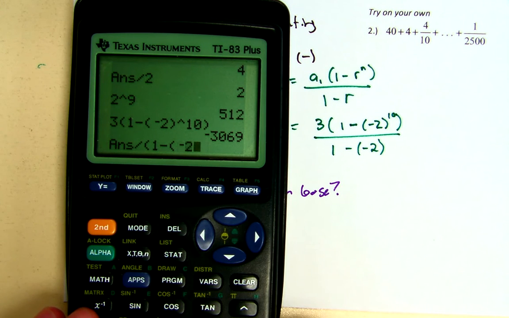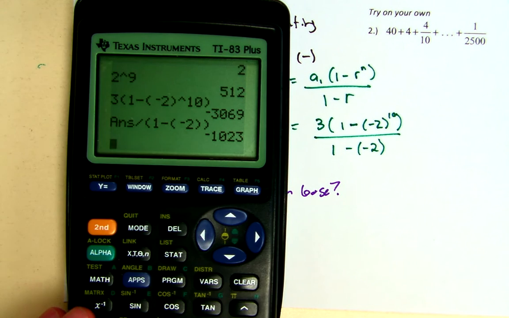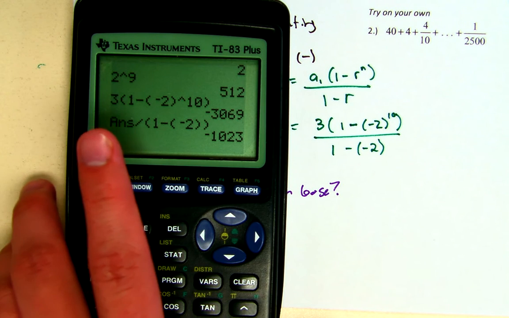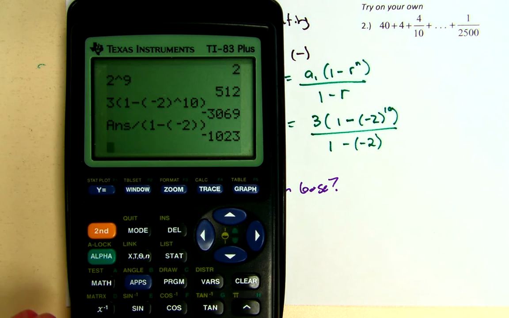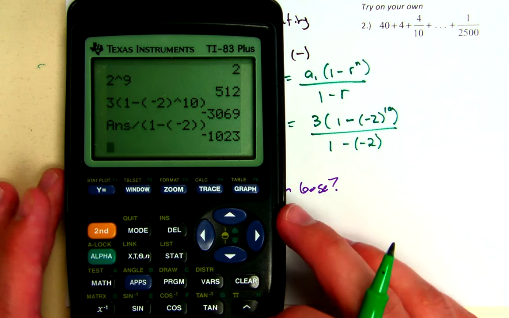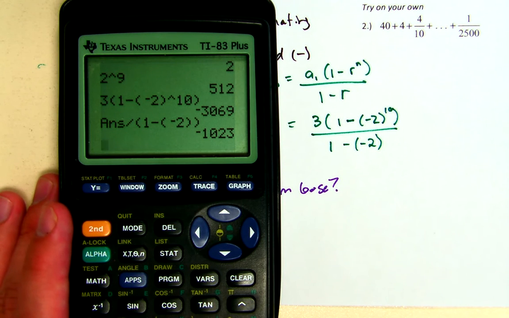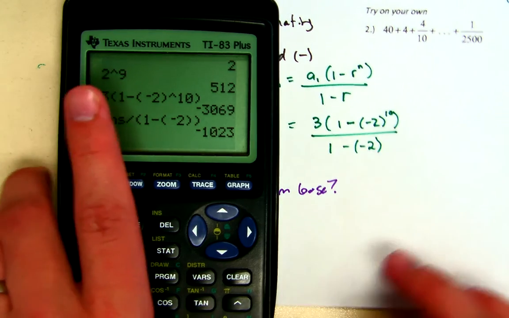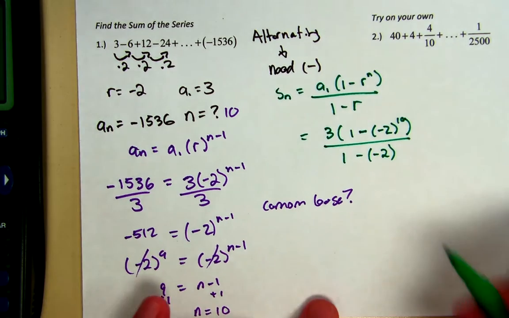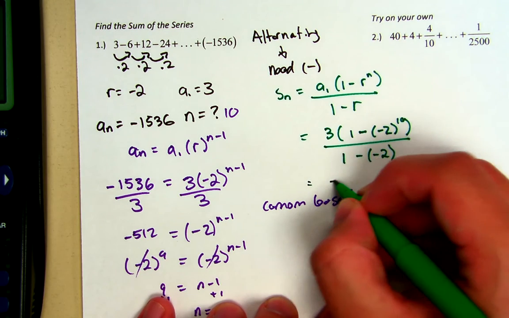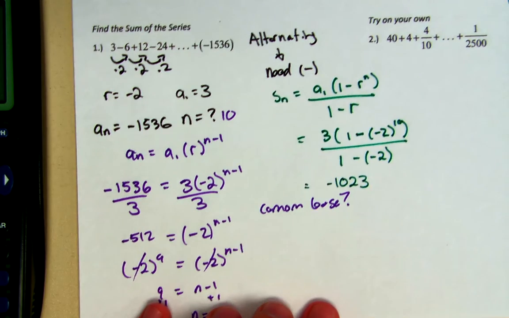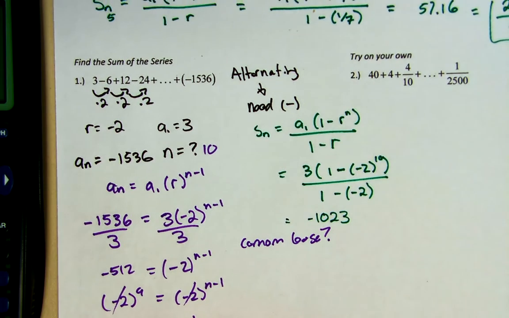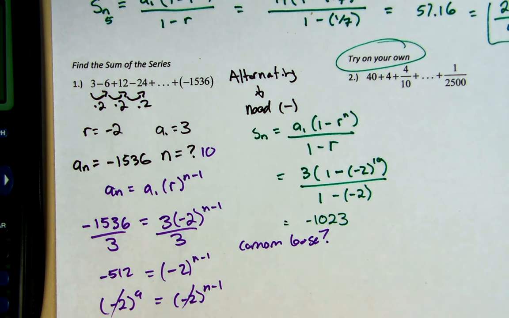We get negative 1,023. Add it all together. Alright, so again, go ahead and make sure you try this last one on your own, and then you are all done with notes for this unit.